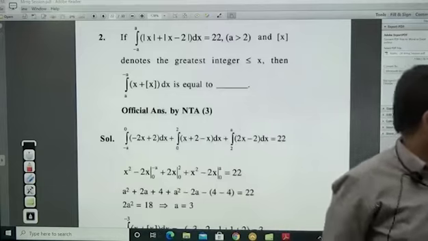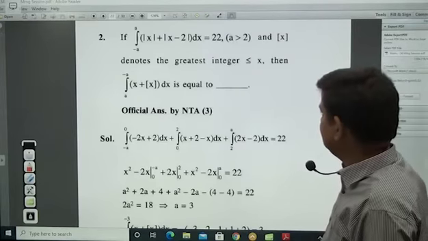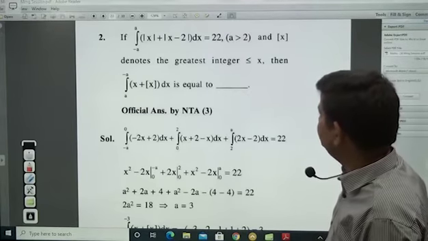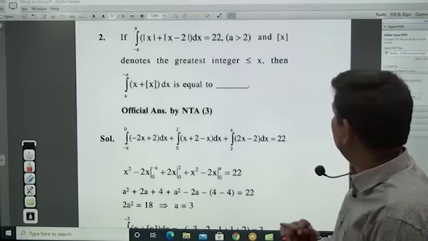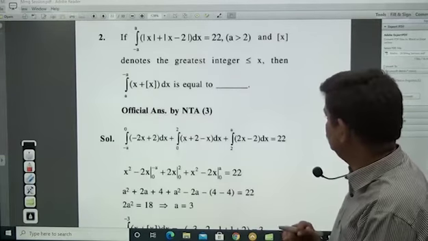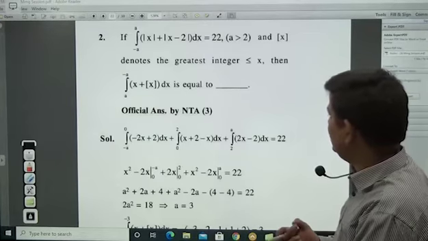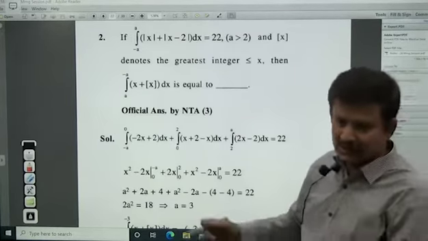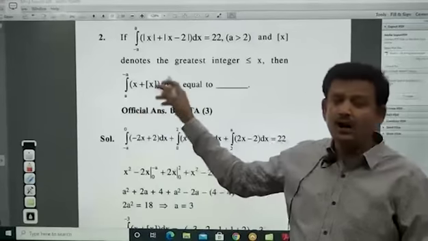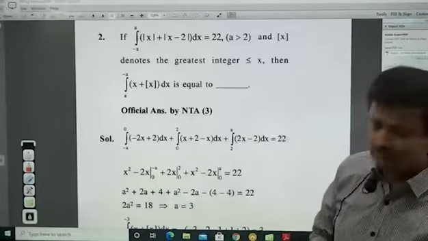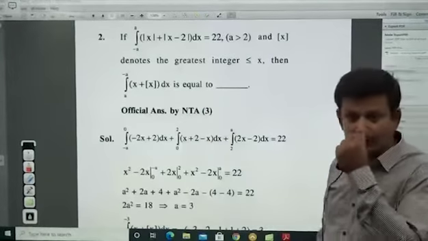Next question. Integral from minus a to a of mod x plus mod x minus 2 dx is equal to 22. Then how much is integral from minus a to a of the integral part of x dx? See, this x you can ignore. Why? Odd function, integral minus a to a is 0. So it is only asking the integral of the integral part of x dx. So once you know a, you will be able to find it.